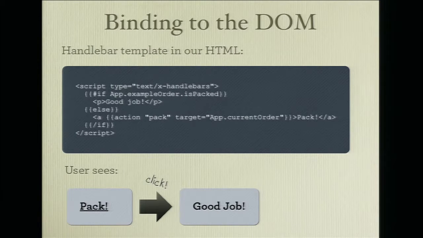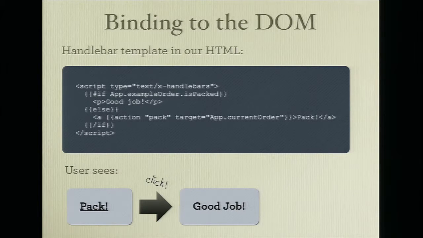So if app.current order is packed, then say good job. Otherwise, we create a link and we bind the action to pack on that link. And I'll show you what that does here in a second as well. Okay. So when I display this for the first time, you'll notice that I have a script tag, which is type of text x handlebars, that's immediately going to get evaluated and inserted into the page. So you can just drop these into your HTML. There's other ways to do it as well, which I'll talk about.